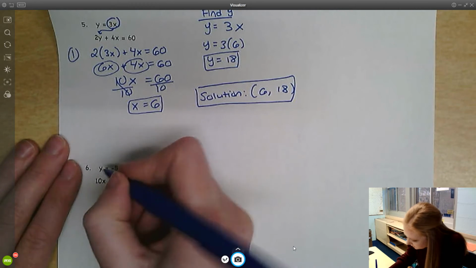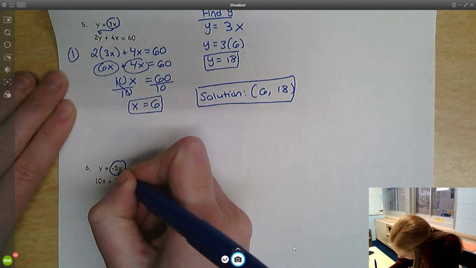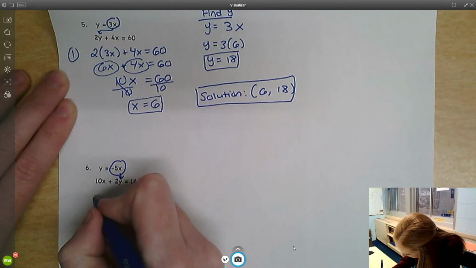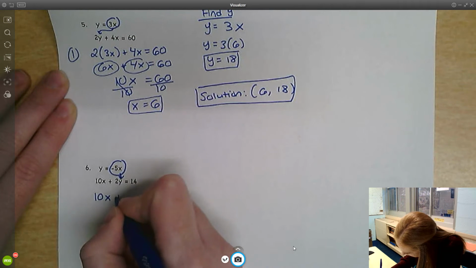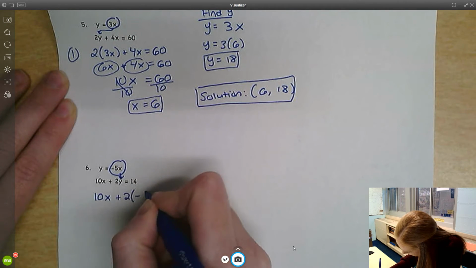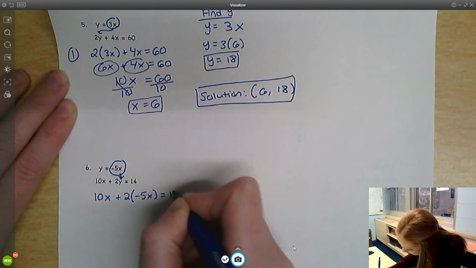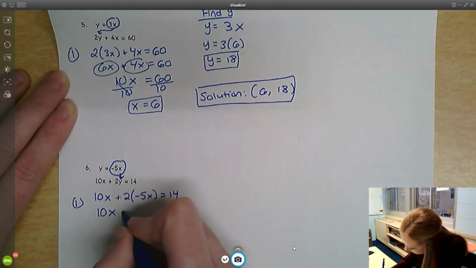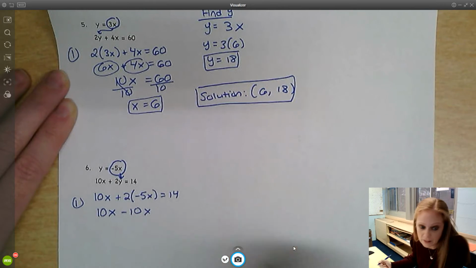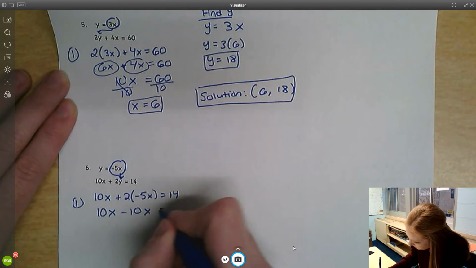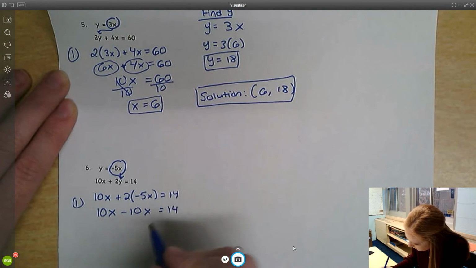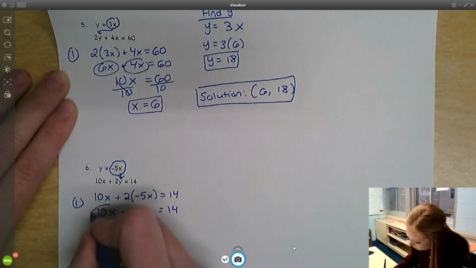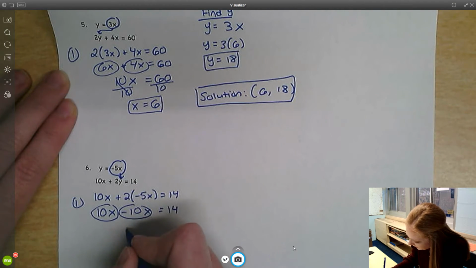And number 6, y equals negative 5x. So let's take that negative 5x and plug it in for y. So instead of 2 times y, we can put 2 times negative 5x. Now let's solve for x. 2 times negative 5x is negative 10x. 10x minus 10x, oh boy, when we combine like terms on this side, we're going to get 0x, which is just 0.